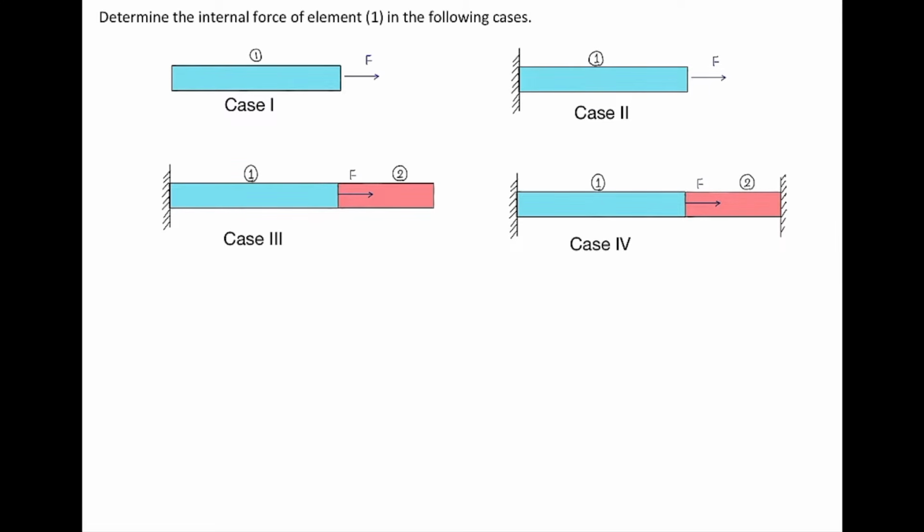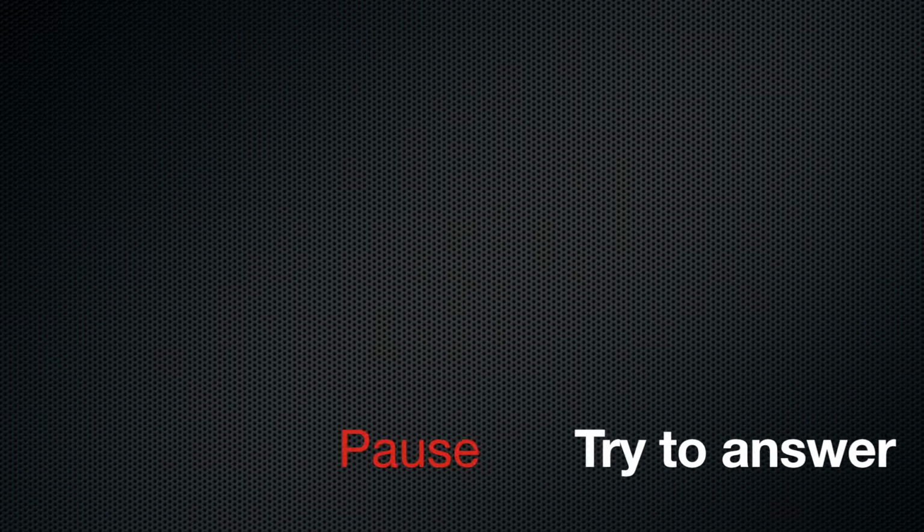There are 4 cases that you wanted to determine the internal force in. The first case is one element that is not fixed and is subjected to a force on the right side. The second case is similar to the first one, but it is supported on the left side. The third one is similar to the first 2 cases. It is supported on the left side, but there is an additional element added to the right part of that, which is shown in red. The location of F is going to be the same as the previous case. And the last one is similar to the third case, but the right side is fixed. Okay? So we want to determine how much would be the internal force in these 4 cases.